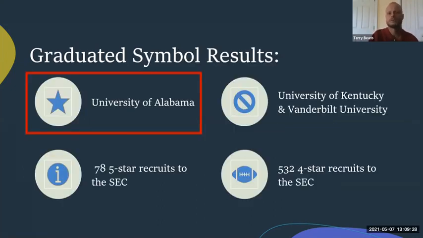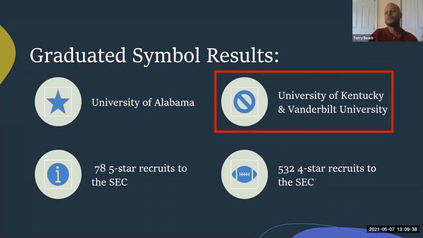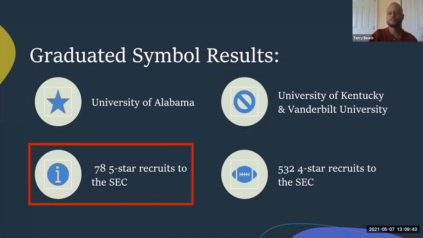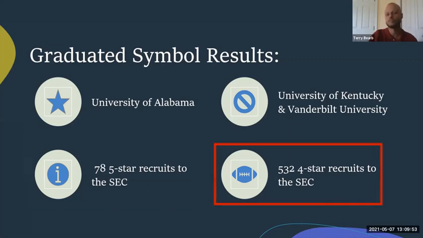All right, for the graduated symbols, we saw that the University of Alabama had the overall highest number at 20 athletes in the 5-year span. University of Kentucky and Vanderbilt University weren't able to recruit any 5-star athletes in that time frame. There were 78 total 5-star recruits to the SEC. That was 20 that committed to Alabama, and 19 that committed to Georgia. And then we had 532 4-star recruits that committed to the SEC. The highest was 77 to Alabama, 63 to Georgia, and 61 to LSU.